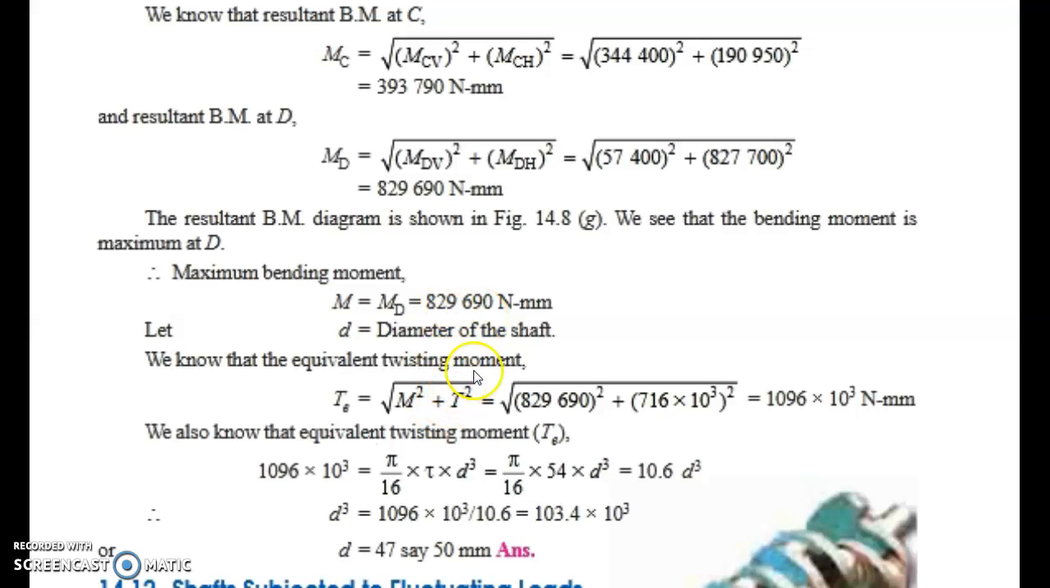Then what is the value of T? That we already calculated, 716 into 10 raised to 3. If we substitute these values, we will get the equivalent twisting moment. Once we get the equivalent twisting moment, now we can go for the general equation, that is T is equal to pi by 16 tau D cube. Here the tau value is given, that is equal to 54, and D is the only unknown parameter. If we substitute the equivalent twisting moment and tau in this equation, we will get the value of the diameter, that is equal to 47, and we have to approximate it to 50. Okay, that is the diameter of the shaft.